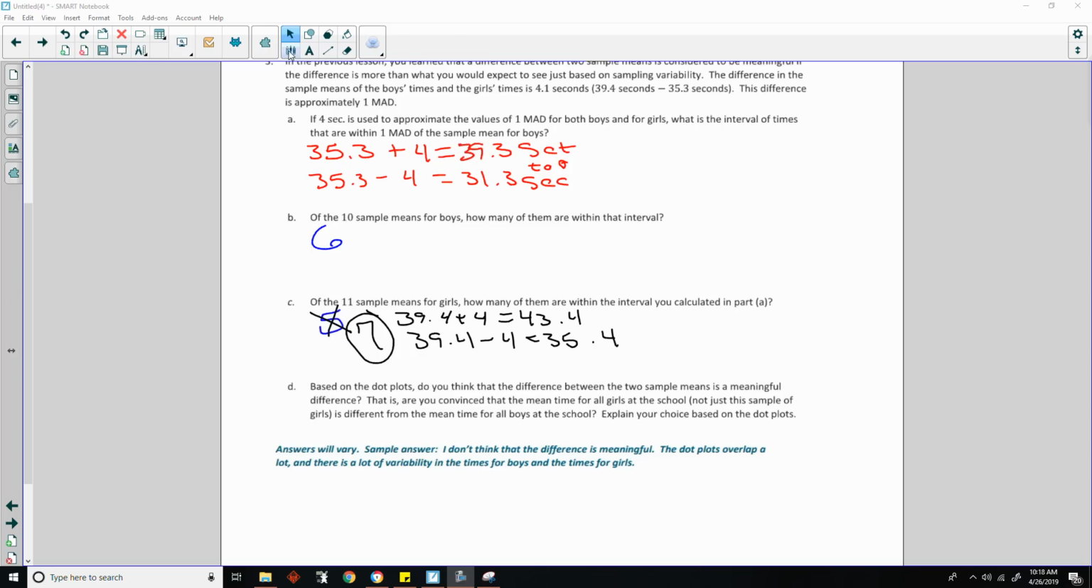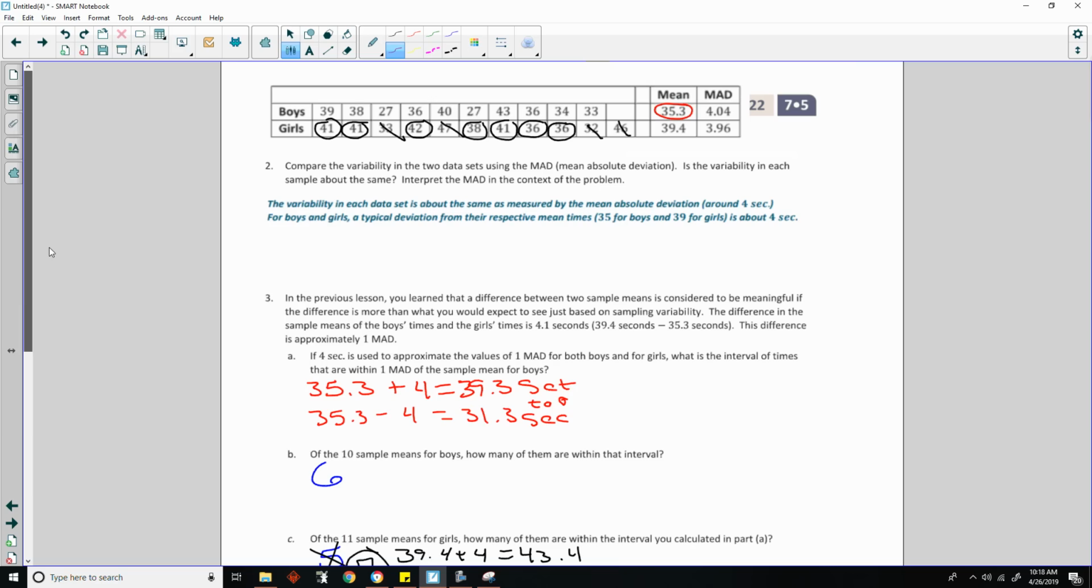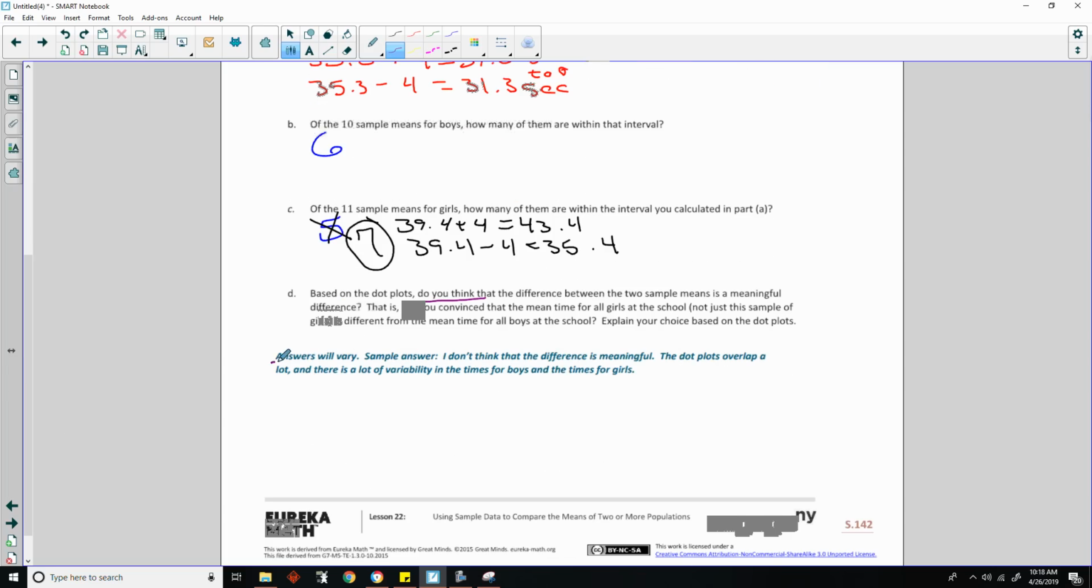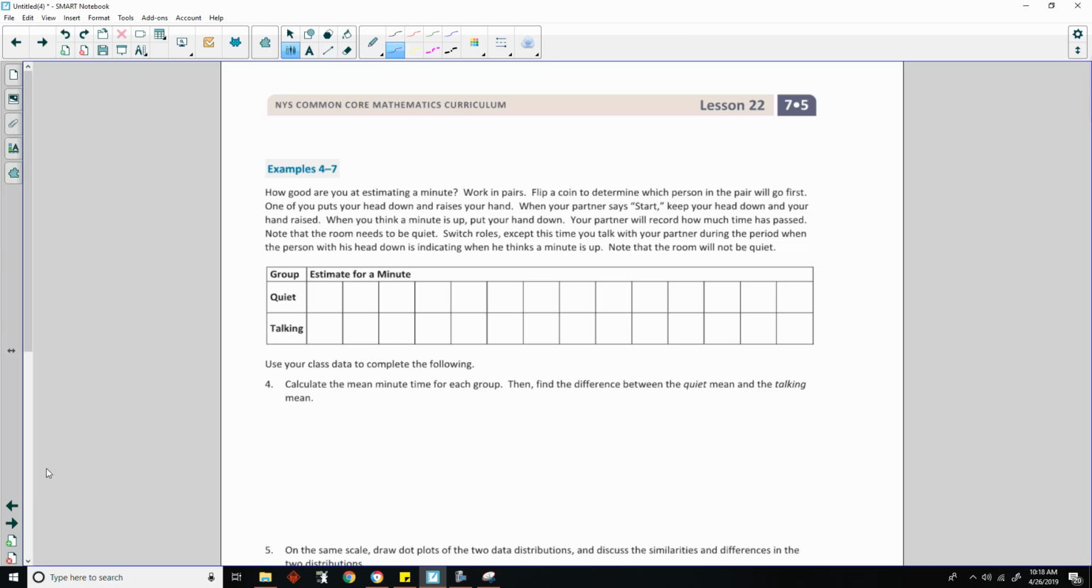So anytime you see a question that says, do you think, they're asking for your opinion and what you think you see in a set of data that we have up here. So here's a sample answer. Yours may be a little different, but here's one. I don't think that the difference is meaningful. The dot plots overlap a lot, and there is a lot of variability in the times for boys and the times for girls. Okay, so that's one possible answer.